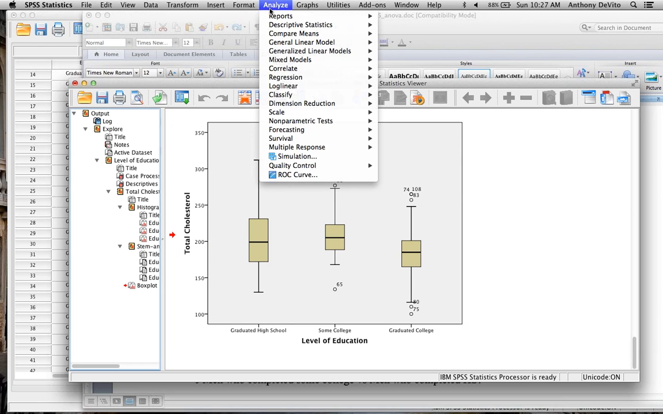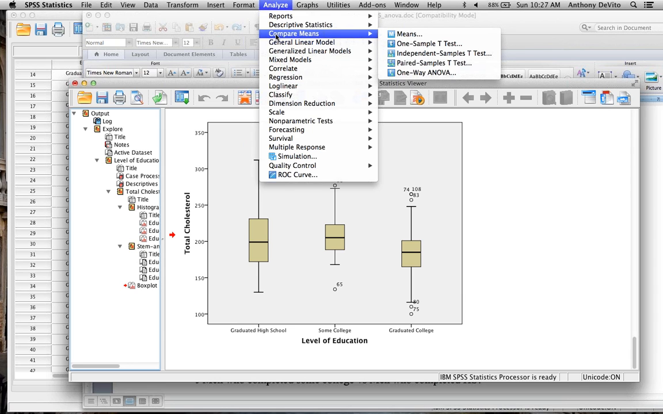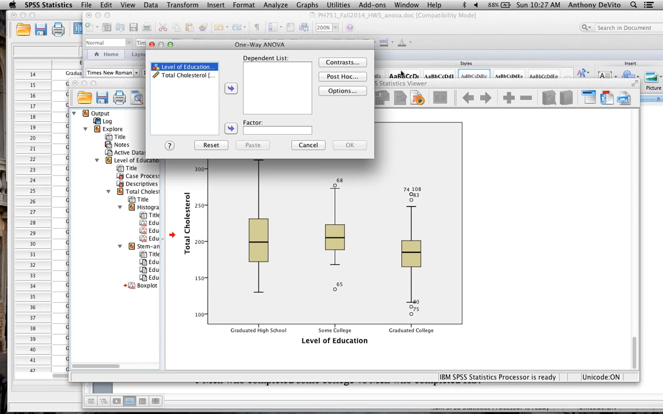Analyze. Now, what are we doing? Even though we call it analysis of variance, we're comparing means. So I'm going to go into compare means. I'm going to go into one-way analysis of variance. And I'm going to tell it the dependent, again, is the numerical variable, which is total cholesterol. The factors are the groups we're going to break it up into, which is level of education. And I'm going to go ahead and click OK.